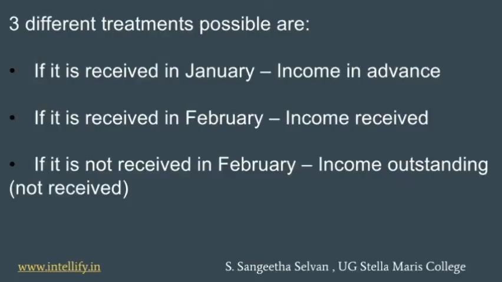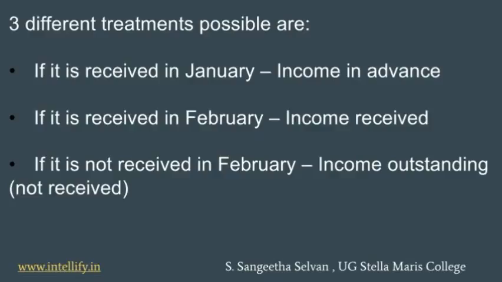Let us see in detail. The three different treatments possible are, for example, instead of paying in the month of February, the rent is paid to you in the month of January itself. So it is an income which is supposed to be received in February, but you have received it in January itself. So it is like income received in advance. You record it in the month of January because you have received income. You have to show it in the books of accounts. At the same time, you record it in the month of February also, saying rent due for this month.